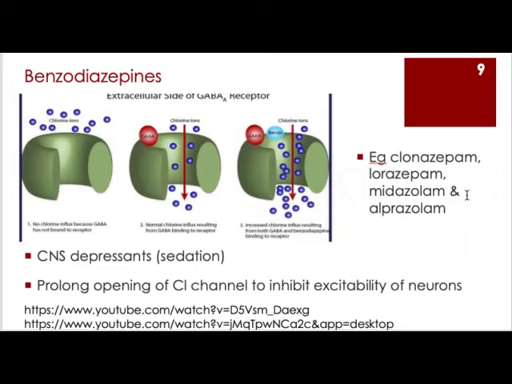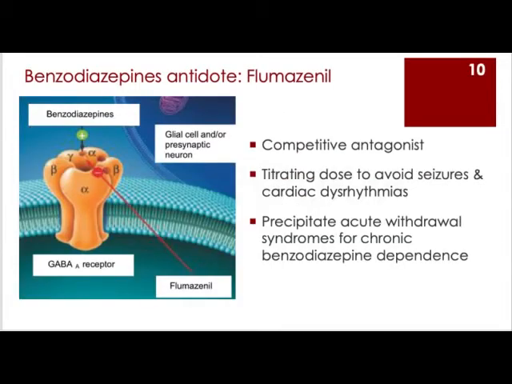So basically it acts as a central nervous system depressant. That's why it can cause the sedative effect. It acts on the GABA-A receptor. What happens is that it binds together with the GABA onto the receptor, to cause a prolonged opening of the chloride channel so that more chloride ions can flow into the neurons to inhibit the excitability of the neurons. Right, so there's a specific antidote for benzodiazepine, which is called flumazenil.